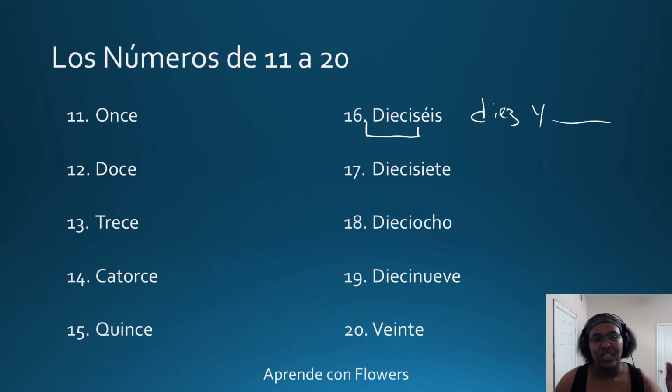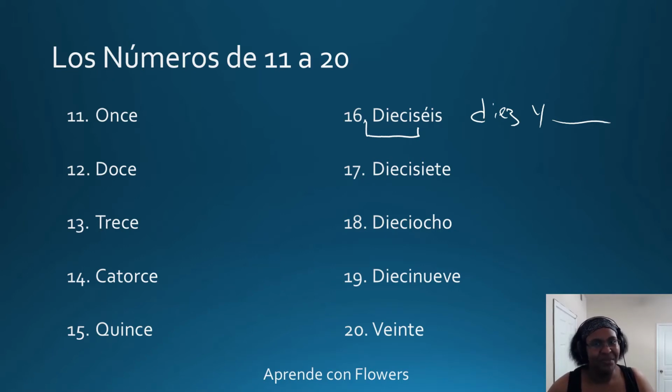So 11, 12, 13, 14, 15, those numbers all get their own words. But 16 through 19 is more of a compound. So 10 y 6, 10 y 7, 10 y 8, 10 y 9. You're going to see that's a pretty common theme coming up with more numbers.